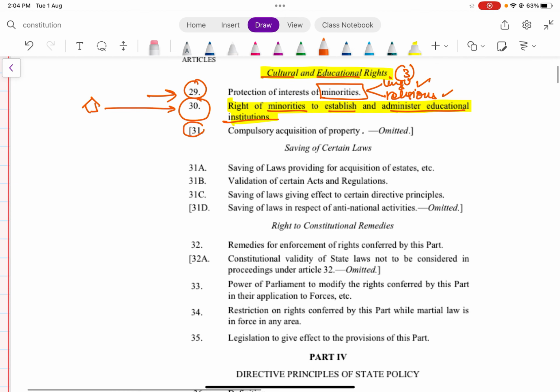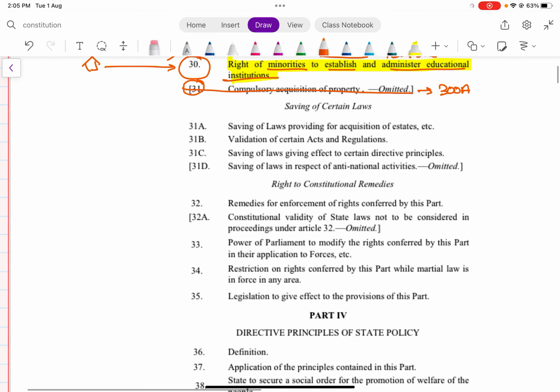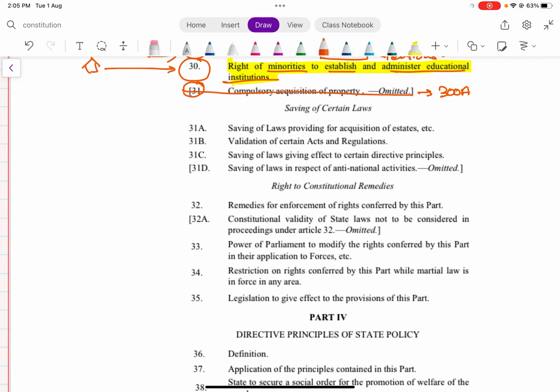Then we have 31, compulsory acquisition of property. It has been omitted. It has become 300A, that is a constitutional right. So a batch of only 2 sections is there, not 3. Now we have saving of certain laws. Saving of laws providing for acquisition of estates, validation of certain acts and regulations. Saving of laws given to certain directive principles, 31C. Okay, and this is omitted.